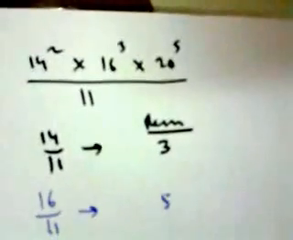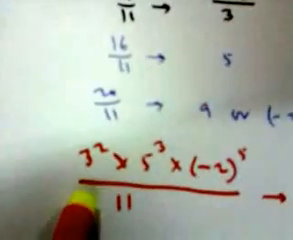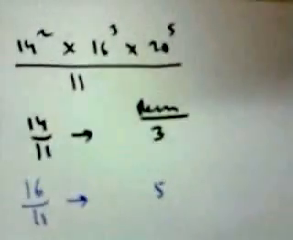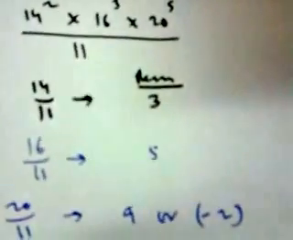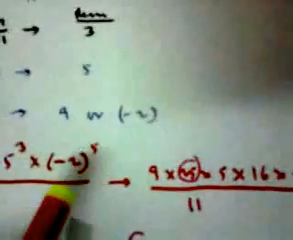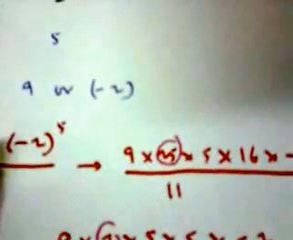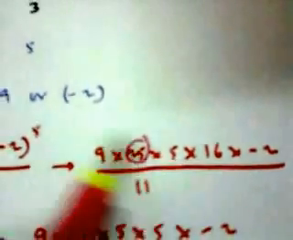So 14 square, the remainder of 14 and 11 is 3, so 14 square becomes 3 square. 16 divided by 11, remainder is 5, so 16 cube becomes 5 cube. And 20 divided by 11, remainder is 9 or minus 2 in this sum, so 20 to the power 5 becomes minus 2 to the power 5. Now 3 square is 9, 5 cube we are writing as 25 into 5, minus 2 to the power 4 is 16 and 1 minus 2 remains.